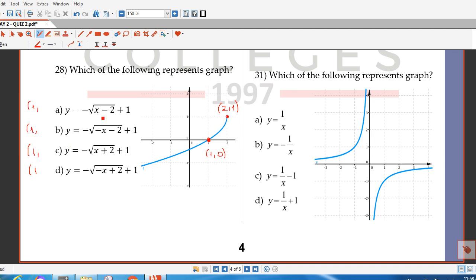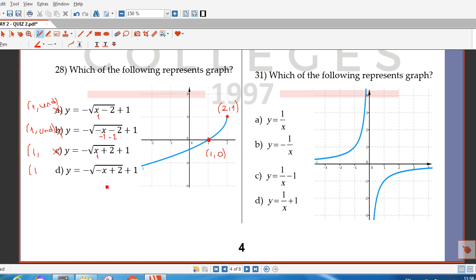Write 1 for each x in each choice. If I write 1, 1 minus 2, negative inside is going to give us an undefined case, so it's not possible. If I write 1 again, there will be the root of negative 3, which is also an undefined case. I can cancel B. If I write 1, root of 3, but I have a fixed point, so root of 3 is not going to help me.